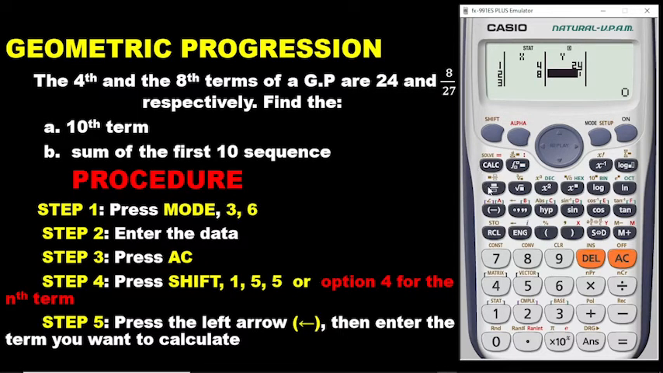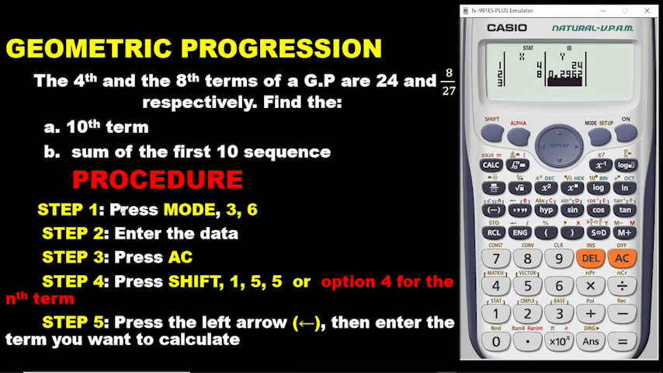Now here, the normal fraction button doesn't work, okay? So let's take it one after the other. We have 8 over 27. So 8 here, and then you press the fraction button, this one, then over 27, that is 2, 7. So we have gotten them, and then you press equal to.